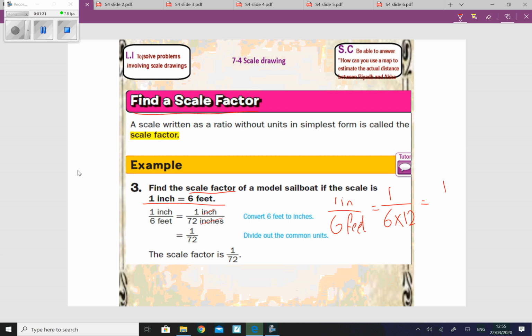So it's going to be 1 over 72, and that's the scale factor without any units. I need the units to be the same in the beginning, and then I will cancel the units together. So it will be 1 to 72.